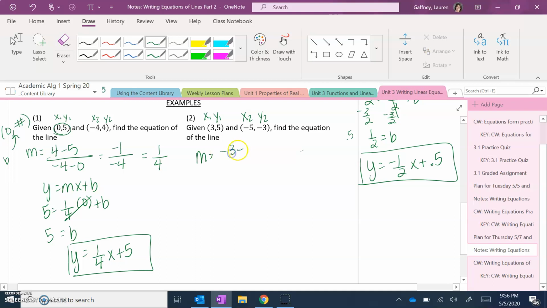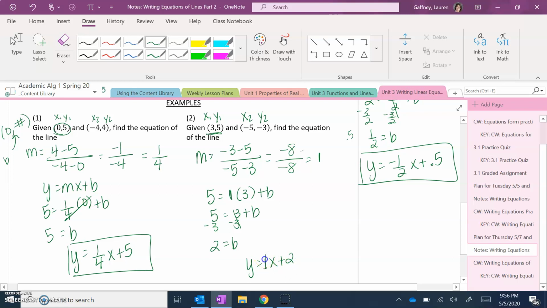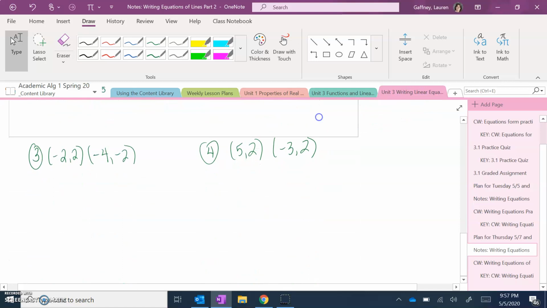Okay, so -3 minus 5 divided by -5 minus 3. So here I get -8 divided by -8. So this is just going to reduce to 1. And you should reduce things if they do reduce nicely. Pick an ordered pair. I'm going to do the first one just because it's less negatives to deal with. So y is 5 equals m is 1, x is 3 plus b. Subtract that 3 over, and b is 2. So y equals 1x plus 2. You can write the 1 there. You don't necessarily have to because technically the coefficient will be 1 anyway.